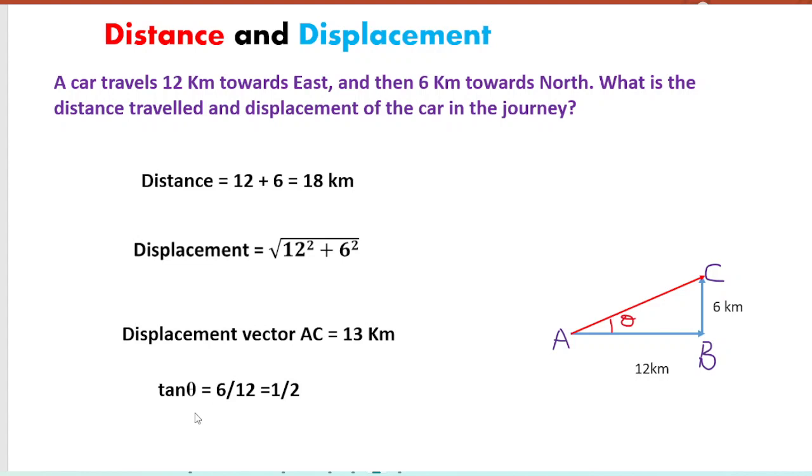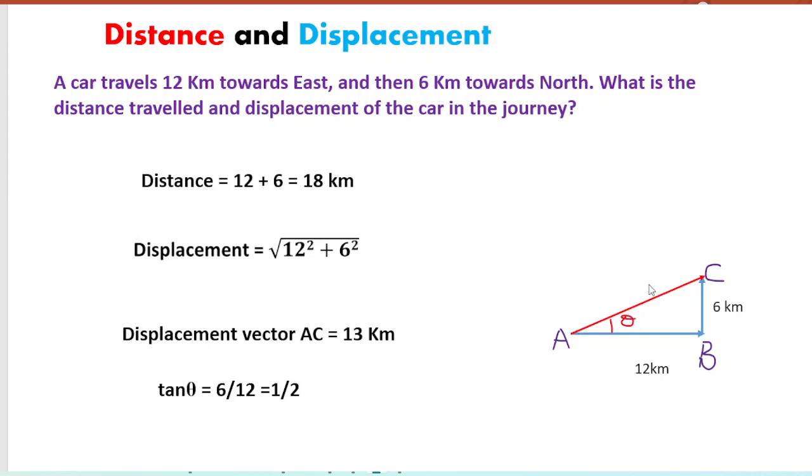This is an example to show the difference between the scalar quantity distance and the vector quantity displacement. Suppose a car travels 12 km towards east and then 6 km towards north. Then what is the distance traveled and the displacement of the car in this journey? So a car is traveling from A to B, 12 km in the east direction, and B to C, 6 km. Then the total distance covered by the car is 12 plus 6 equal to 18 km, whereas the displacement is from the initial point to the end point, like the vector AC.